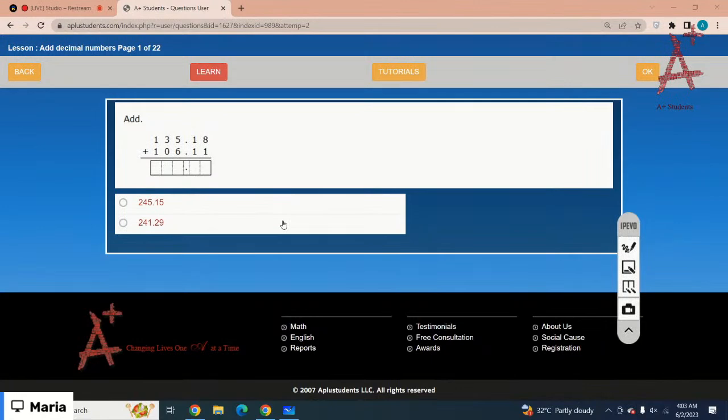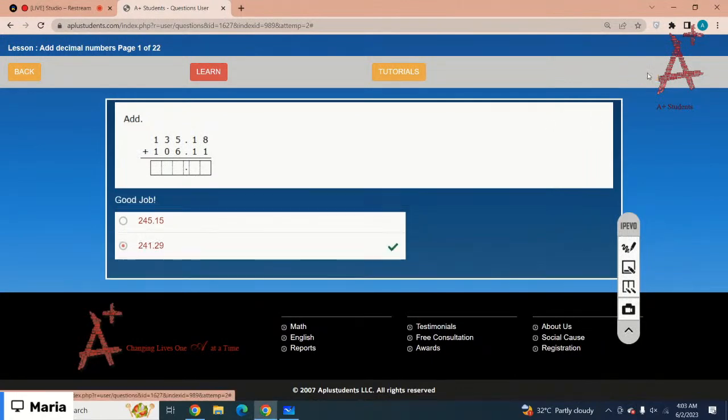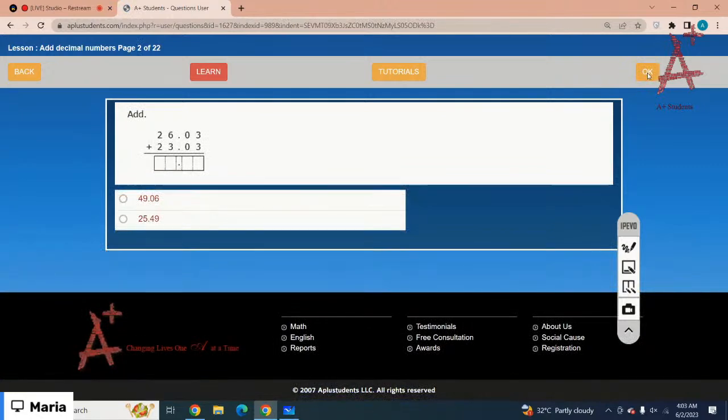It is exactly the same as when you add simple numbers. But one thing, you just have to line up the decimal points. Got it? And then you have to add.